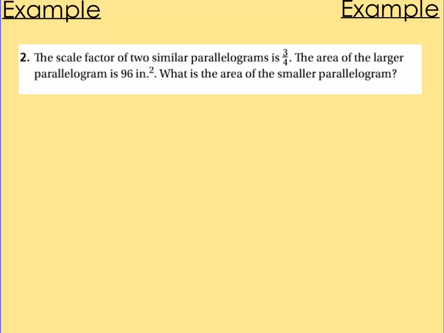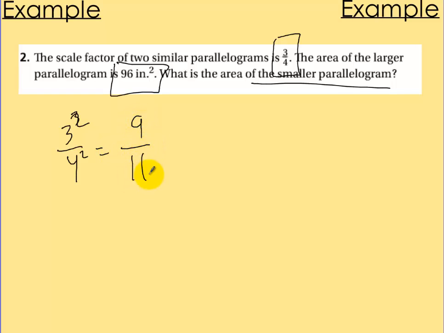Alright, try some examples. Pause the video. Okay, scale factor of two similar parallelograms is 3/4. The area of the larger parallelogram is 96 inches squared. What is the area of the smaller parallelogram? So if our scale factor is 3/4, the area ratio is going to be 3 squared over 4 squared. It's going to be 9/16.